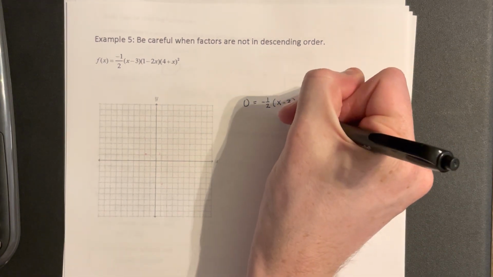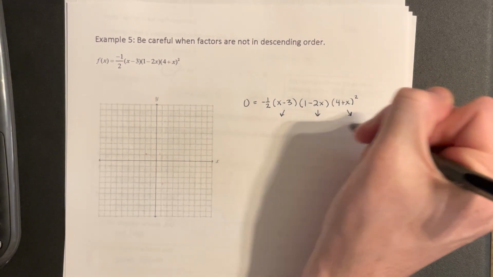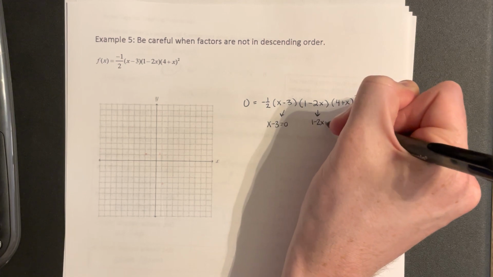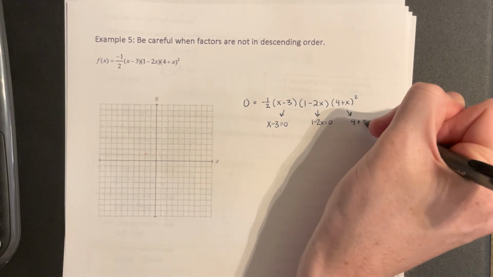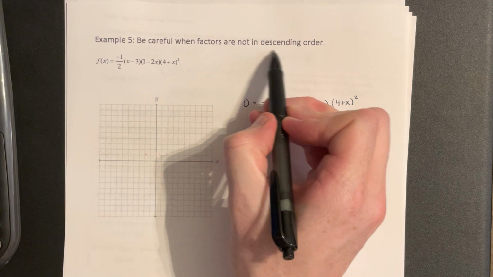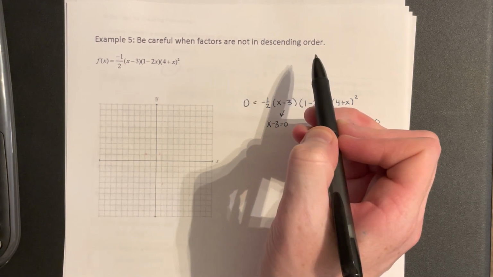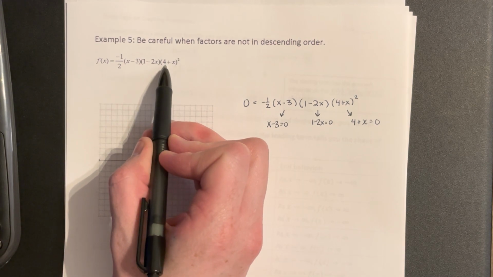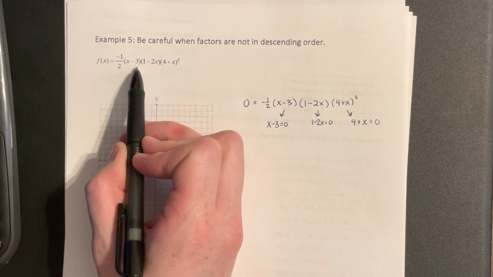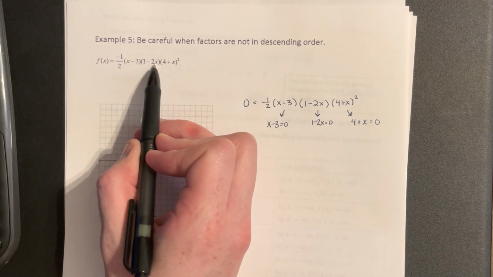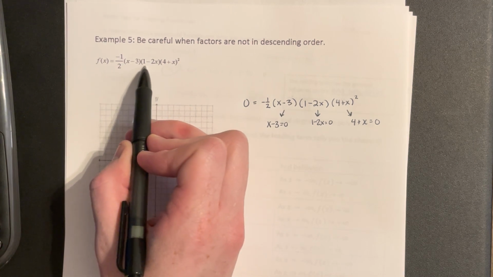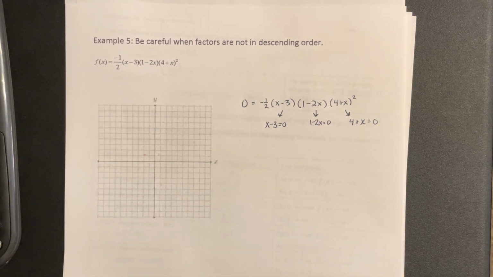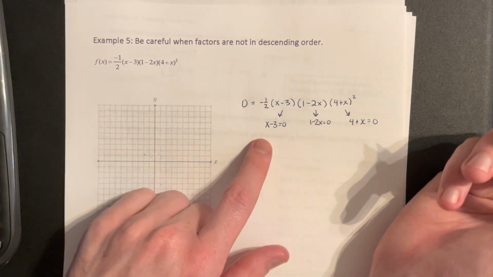I do that the same way we've been doing it. We set each factor equal to 0. So x minus 3 equals 0, 1 minus 2x equals 0, and 4 plus x equals 0. What is talking about descending order is really the degrees of each factor. Notice how this has the constant term first and then the x. This has the constant term first and then the 2x. So this is not technically in descending order of a factor. All right, but we can still work with it.